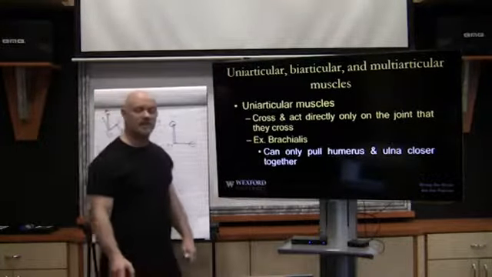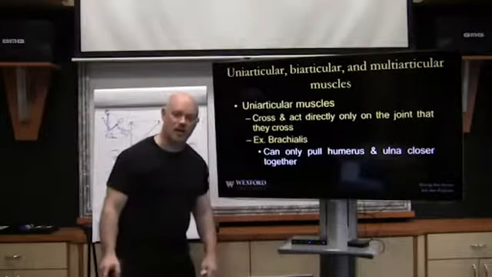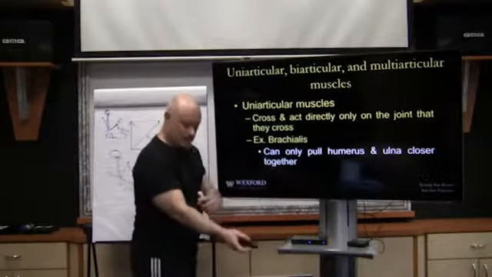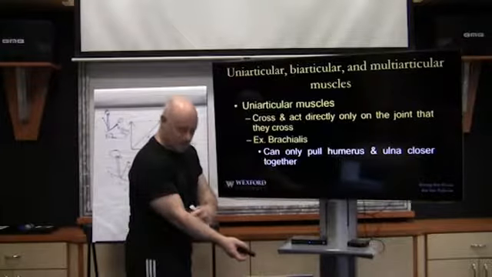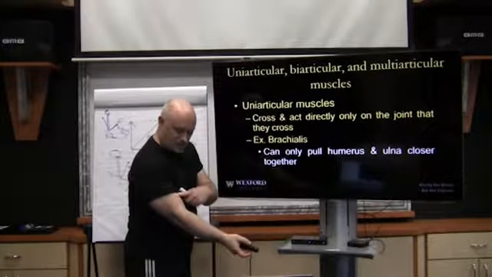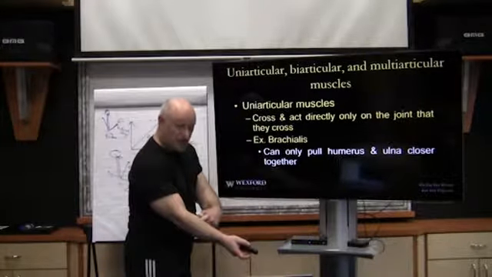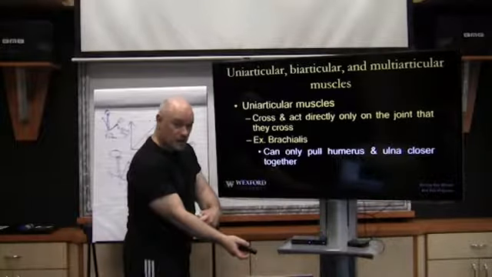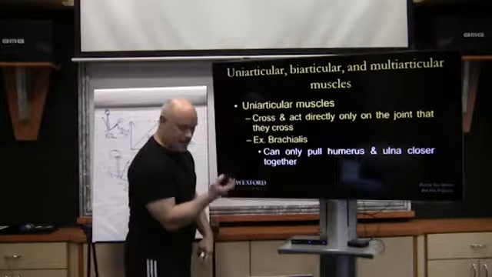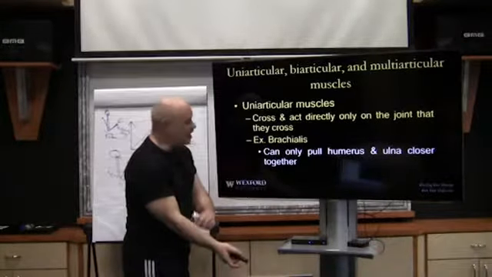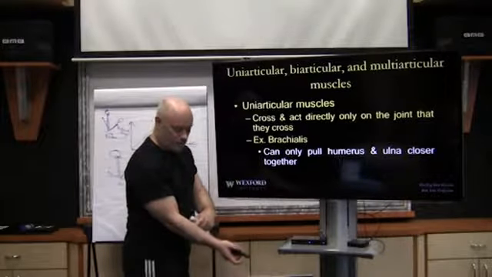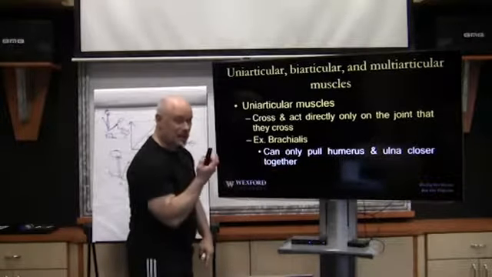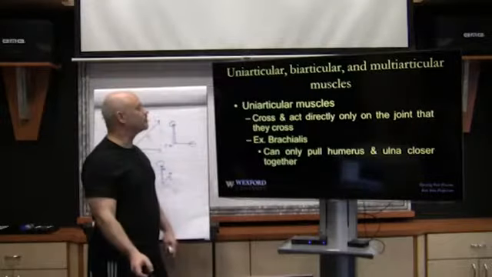Oh, I'm sorry. Let's go back. I'm thinking of the coracobrachialis. If we look at the brachialis, it crosses the elbow joint and it's attached from the middle of the arm across the elbow joint, and all it does is elbow flexion. It pulls the humerus and ulna closer together. That's all it does. My mistake.